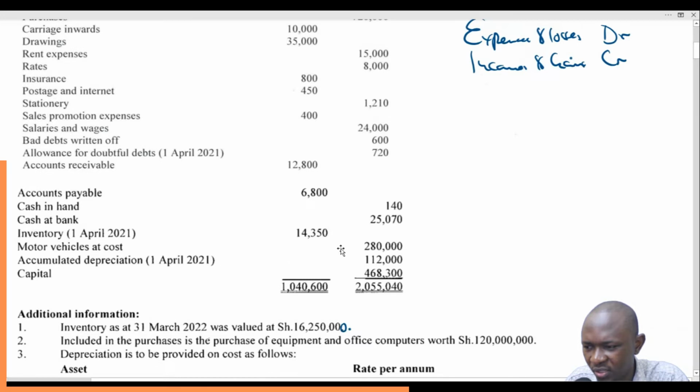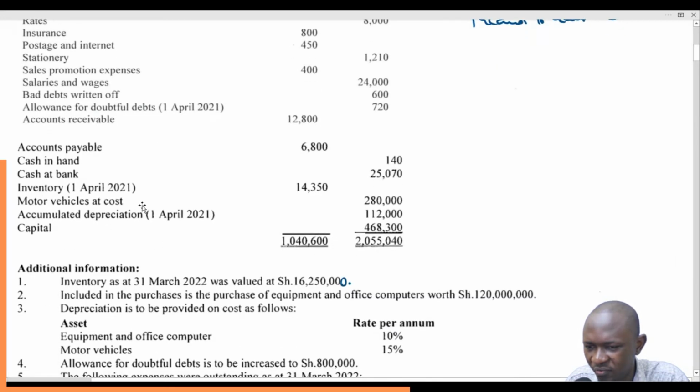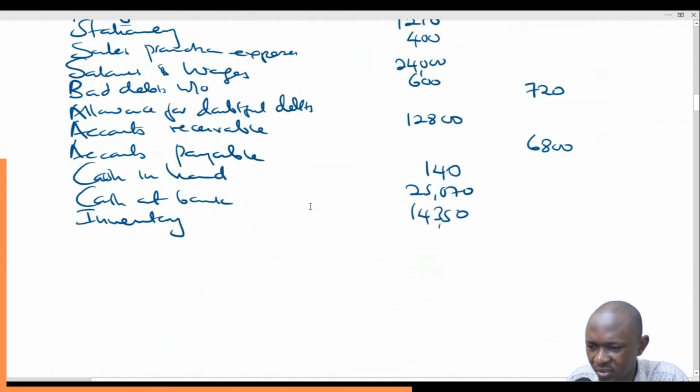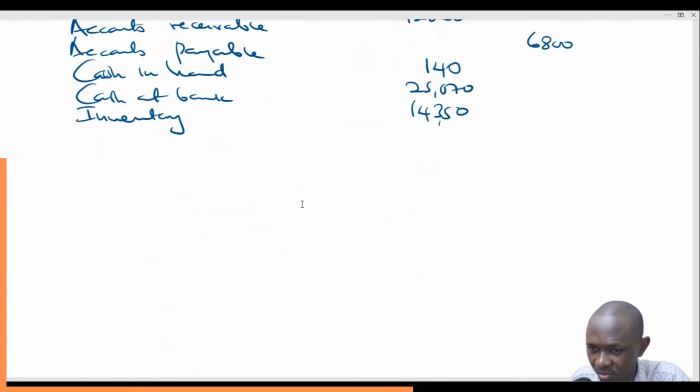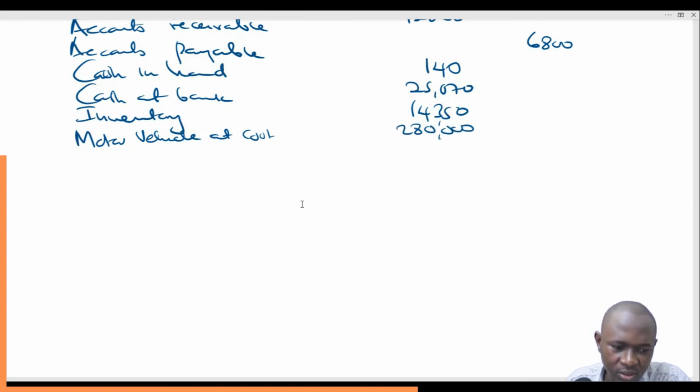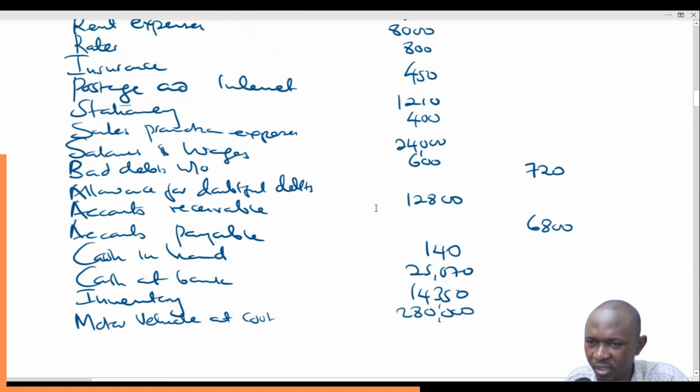Then next we have motor vehicles at cost, 280,000. Motor vehicle is an asset. So simply come here and say motor vehicle at cost, 280,000, like that. Good. We are on the right course.